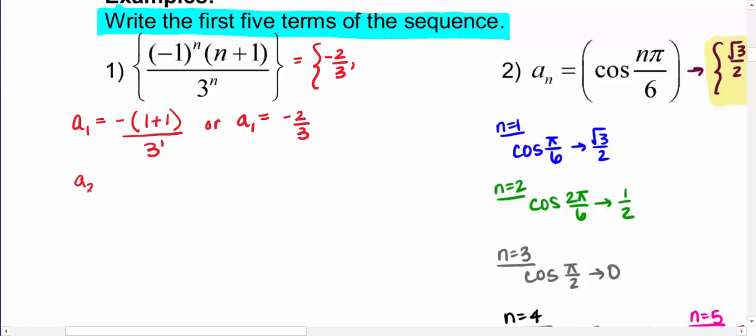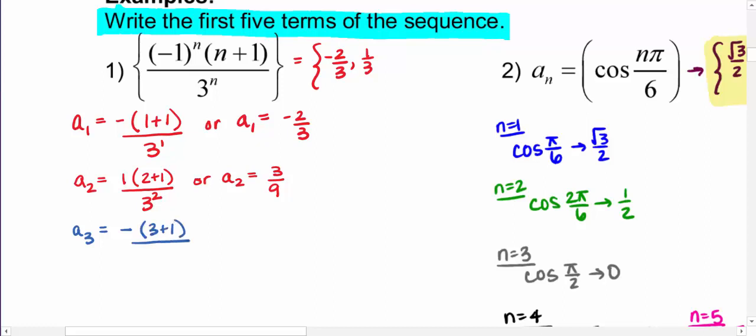And then I do the same thing for a sub 2. So I have -1 quantity squared, which will be +1, times 2 plus 1 all over 3 squared. So a sub 2 is 3 over 9, or 1/3. And then I keep going. So let's do a sub 3. It'll be -1 cubed times 3 plus 1 all over 3 cubed. That denominator is going to grow pretty big pretty fast. If I do this computation, it'd be -4 over 27.